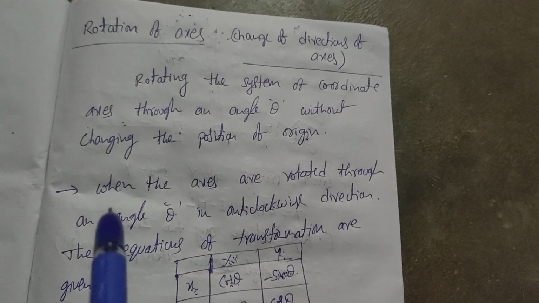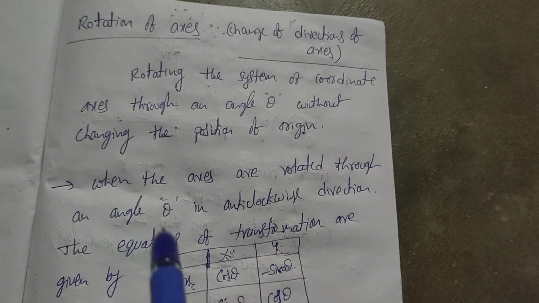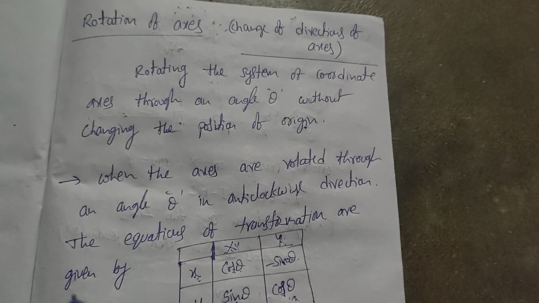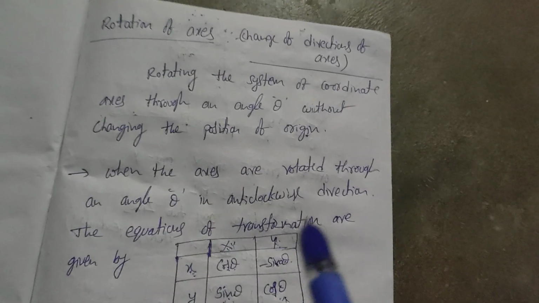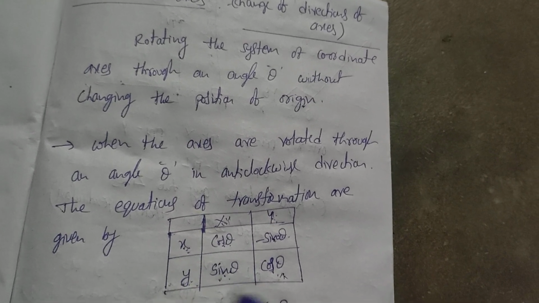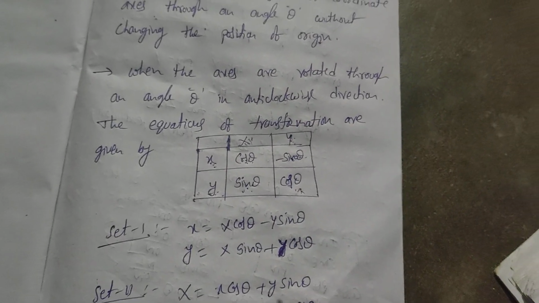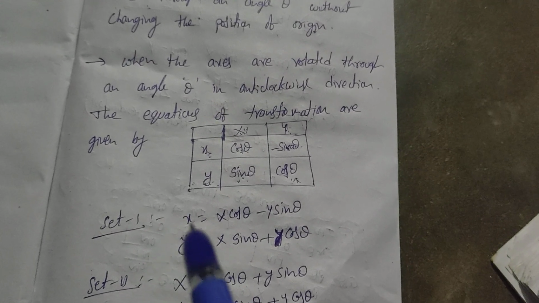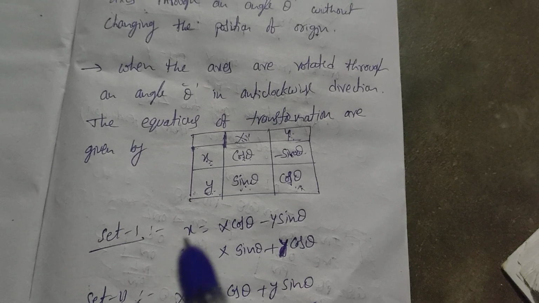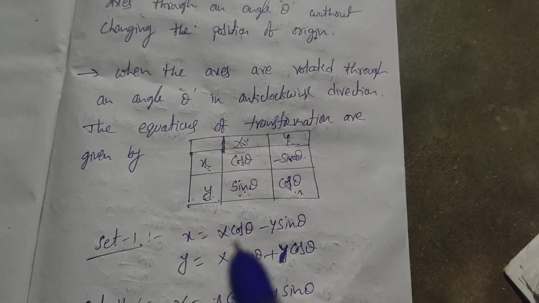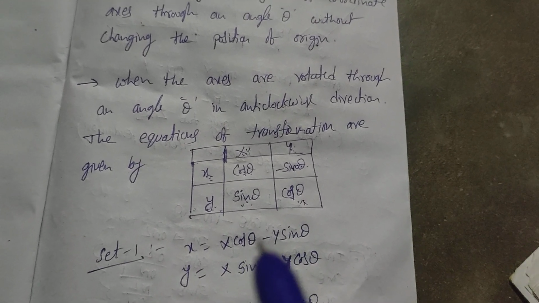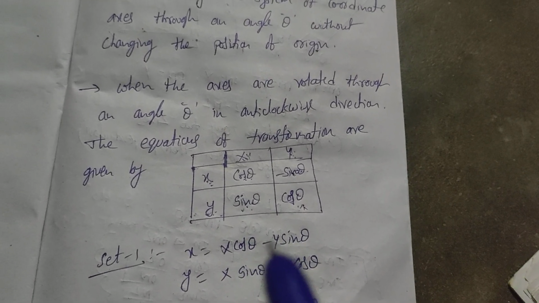So, when the axes are rotated through an angle theta in anti-clockwise direction, the equations of transformation are given by these formulas. If you want to find the new coordinates or the original coordinates, we just use these formulas. If you want to find the original coordinates according to the new coordinates, let the original coordinates of any point be small x comma y, and the new coordinates be capital X comma Y, and here theta is the angle through which the axis is rotated.